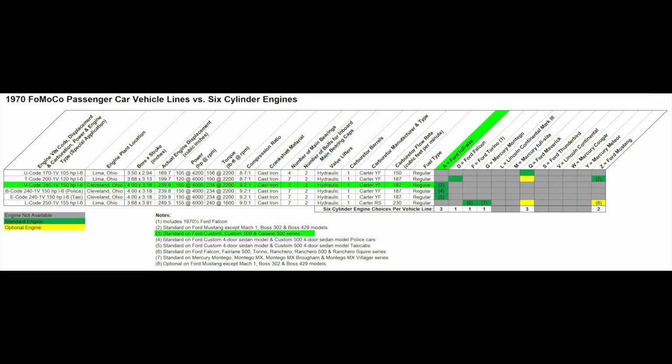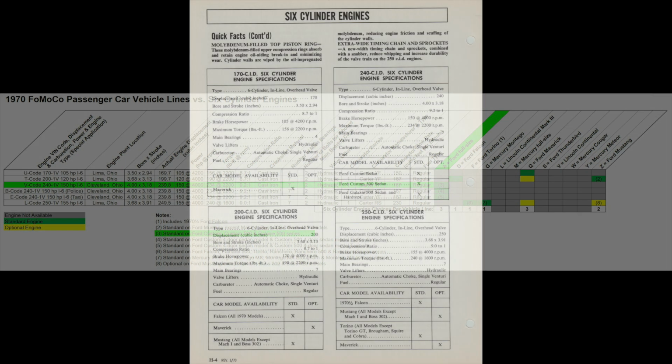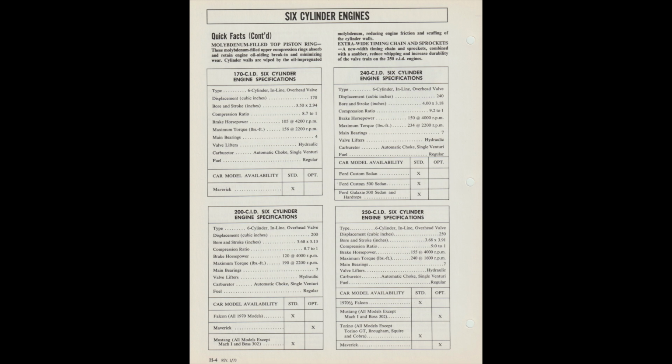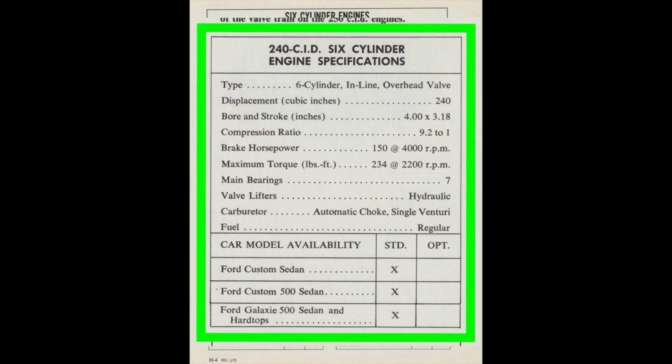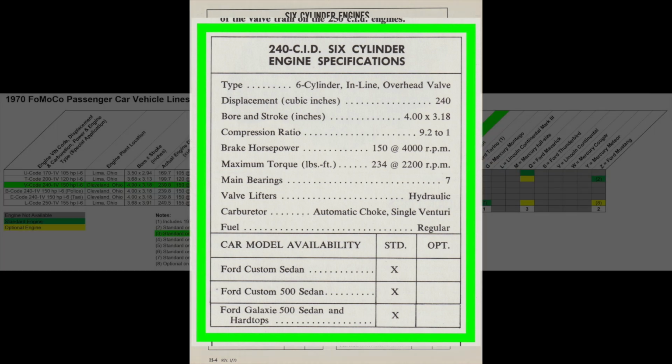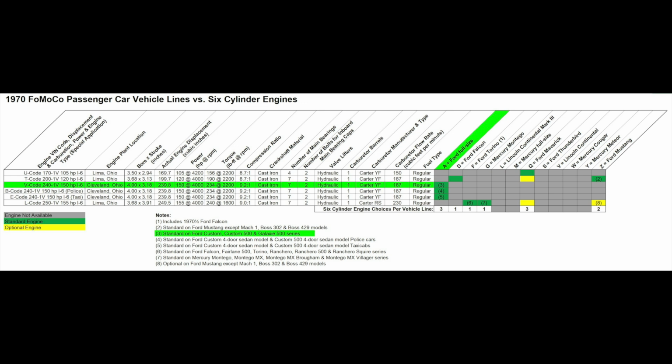The V-code 241 barrel inline-six engine per note 3 was only available as standard in the 1970 Ford Custom, Custom 500, and Galaxie 500 series in the Ford full-size lineup, vehicle line A. Page H4 of the Power Team section of the 1970 Ford Carfax book has a box in the upper right-hand corner that contains details about the 241 barrel inline-six engine. This information, with additional facts, is presented as the third line in the 6-cylinder engines table I created.